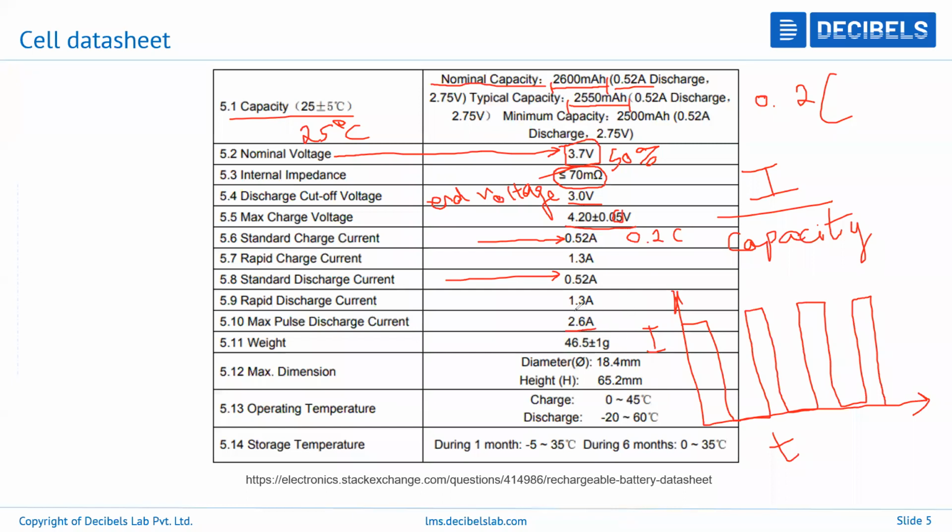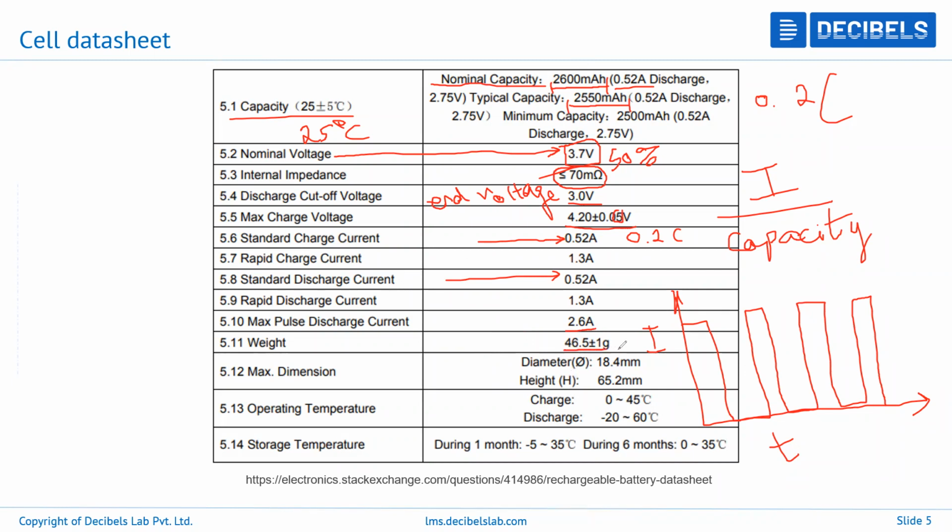Usually they would also provide the time rating, so for how many seconds it can take. Usually they would mention it as 10 seconds or up to 15 seconds. But it depends on every manufacturer as to what they prefer. So that is with respect to the maximum pulse discharge current.